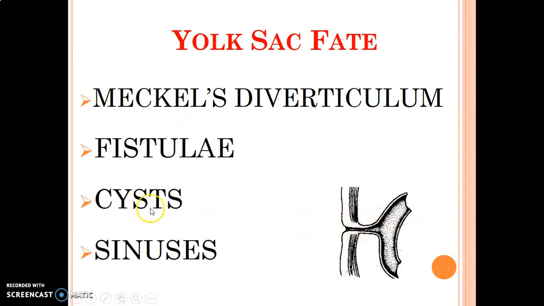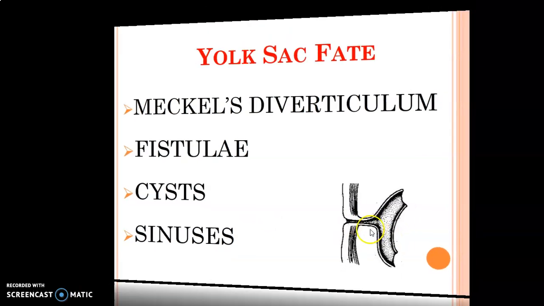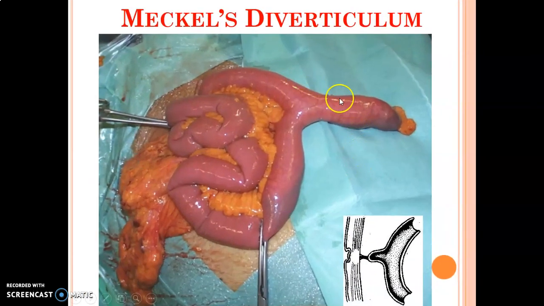Then you can form a Meckel's cyst, just a fluid-filled cavity, or you can form a Meckel's sinus that is just with one opening, it doesn't open on both sides. So this is your Meckel's diverticulum. This is normal bowel of your GIT, but there is that protrusion that becomes your Meckel's diverticulum.